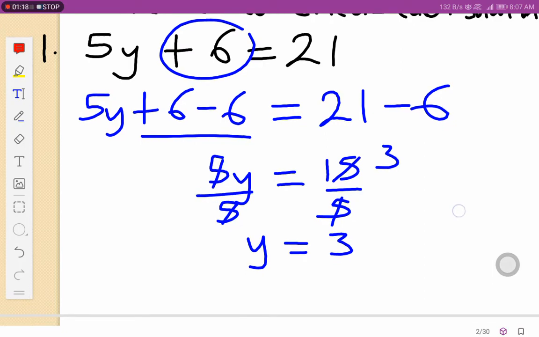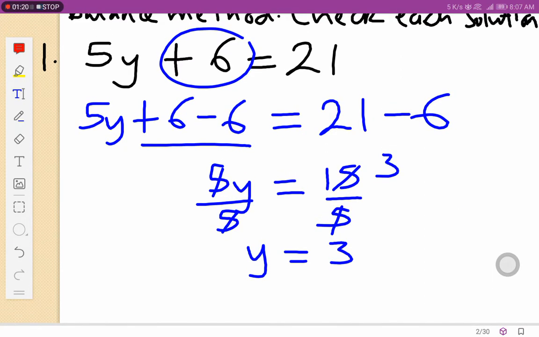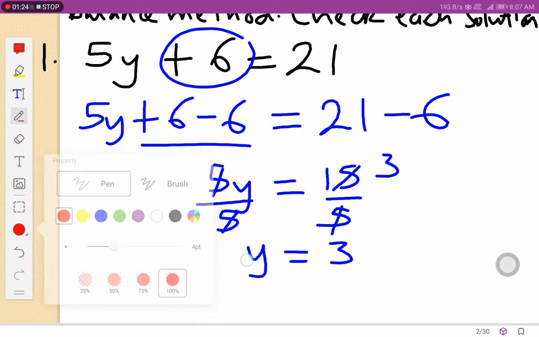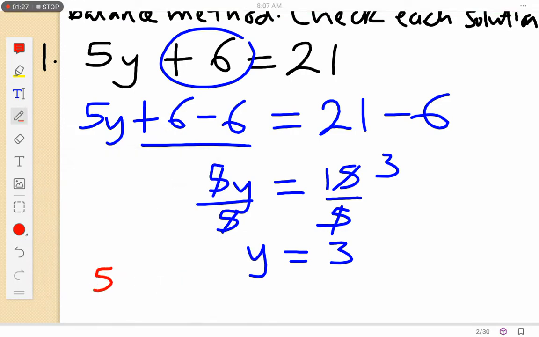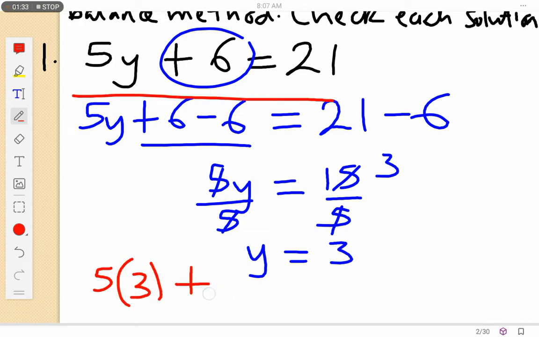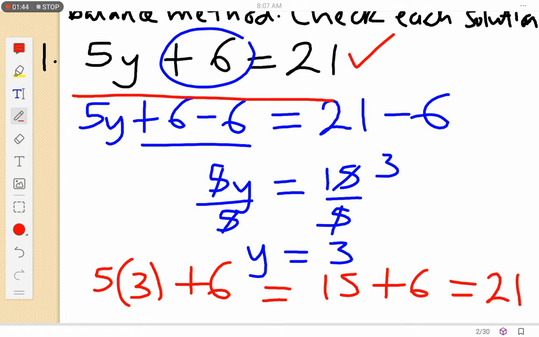Now that I have my y as 3, I want to see if my method is being satisfied. I'm going to check for my equation. This is my equation that I'm using: 5 times y plus 6, with y as 3. What do we get? 5 times 3 is equal to 15, plus 6. What do we get? We get 21, which is this one. So it is satisfying our equation. So at the end of the day, we can say our y is equal to 3.